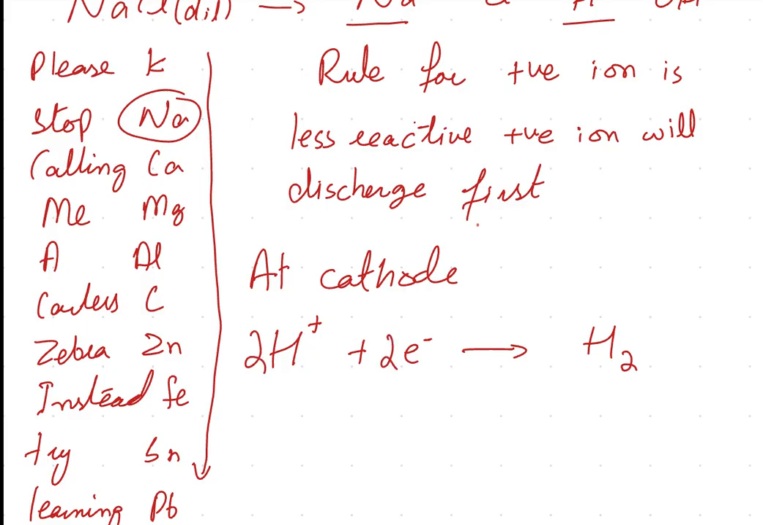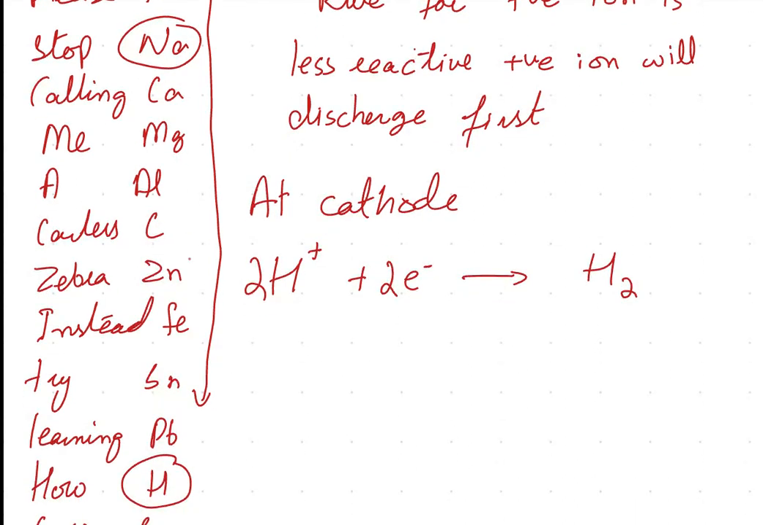So I hope you understand what the rule is for the positive ion. I'm explaining once again that the less reactive positive ion will discharge first. And how could you find out which ion is less reactive? By just memorizing the reactivity series, and keep it in the mind that when you go down in the reactivity series, the reactivity decreases.